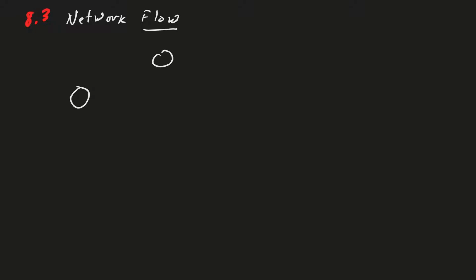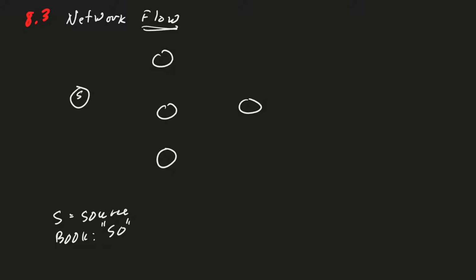Let's just go ahead and draw an example in here. The thing with the flow is that we're going to have a source labeled S. So S is labeled for the source. Notice our book uses the unfortunate SO for the notation, and then also a terminal node T, and so T is for terminal node, and our book uses the idea of a sink, SI.